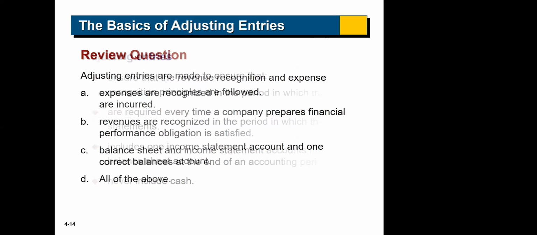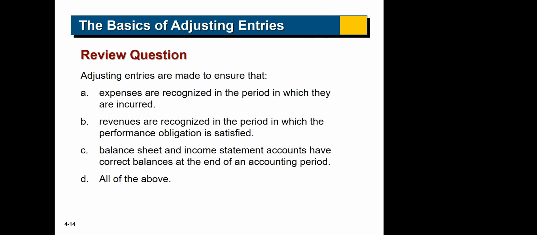Okay, so here's a review question. Adjusting entries are made to ensure that A, expenses are recognized in the period in which they are incurred. B, revenues are recognized in the period in which the performance obligation is satisfied. C, balance sheet and income statement accounts have correct balances at the end of the accounting period. Or D, all of the above. D. All of the above.